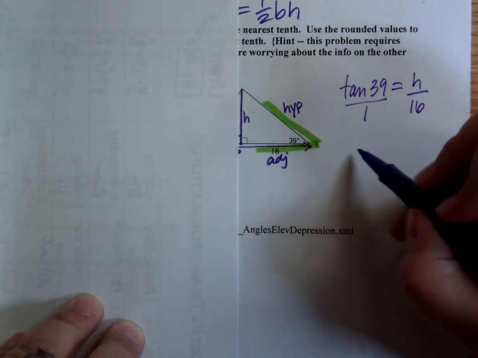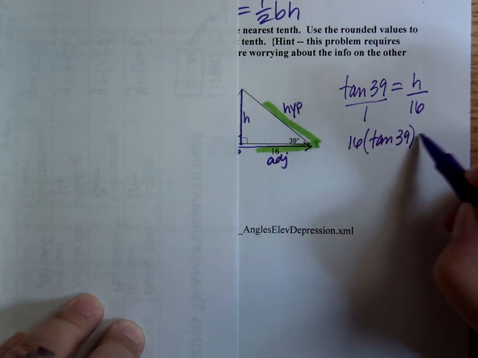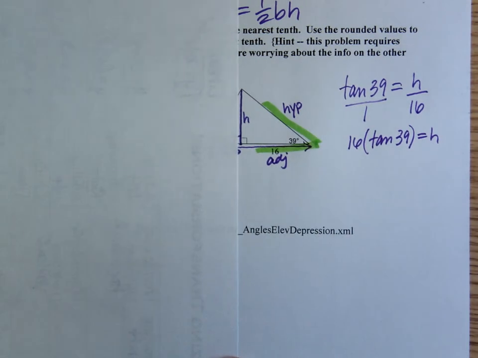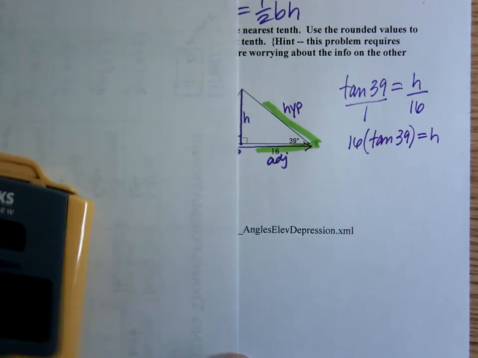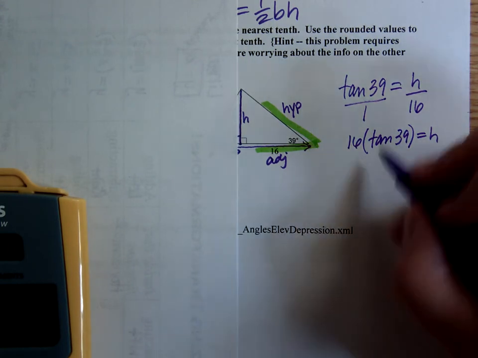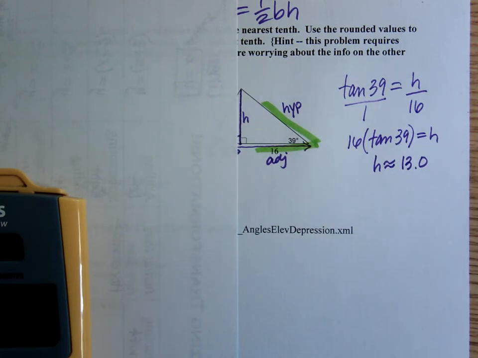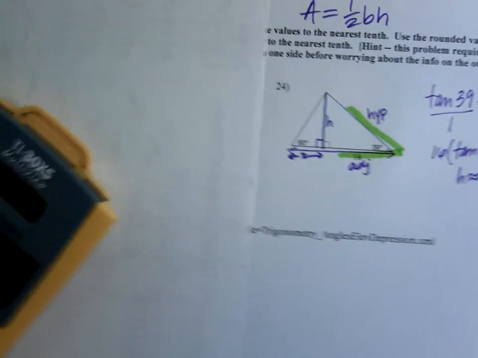Okay, cross multiply. This is what I get. 16 times tan 39. 12.95. That's about 13.0 when we round. So my height is 13.